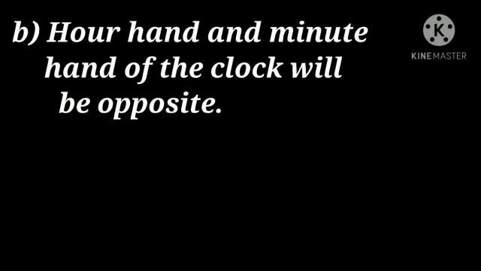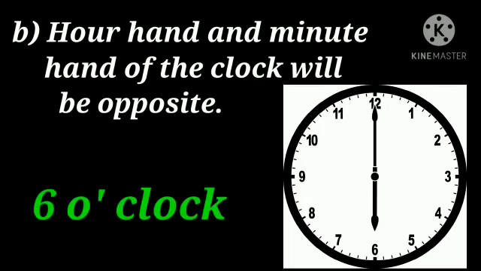Next one, hour hand and minute hand of the clock will be opposite. Now here we have to find out a time when the position of both the hands of the clock should be on the opposite side. So I found the time when both hands of the clock are at opposite position, that is 6 o'clock.